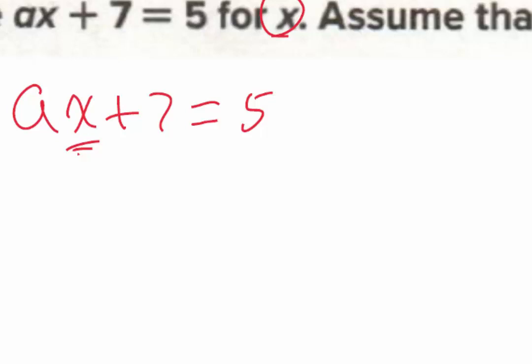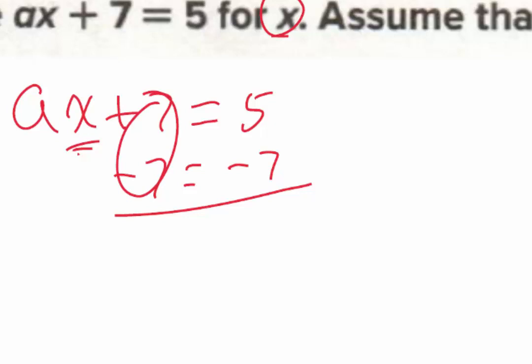So the first thing we're still going to get rid of is the plus 7, because the a is attached to the x, and the x is what we want to isolate. So we're going to get rid of the 7 by subtracting 7 on both sides. That's the subtraction property of equality, also the additive inverse. That gives us 0 here, leaving us 0 plus ax, which is just ax, that's an identity. And then 5 minus 7 is going to give us a negative 2.